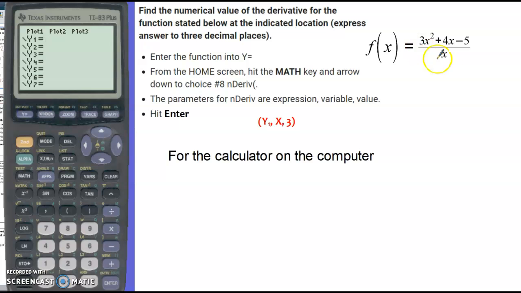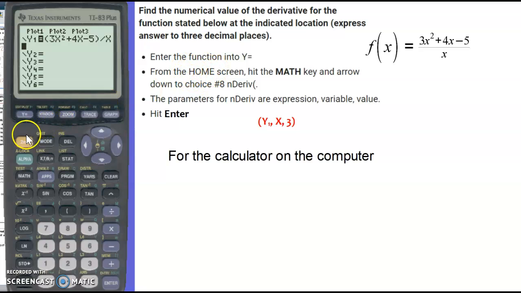All right, so I'm going to go to my y equals screen, and I'm going to put this in. I'm going to have to do this a little bit differently than we would on the yellow calculators. I'm going to need to be careful with my notation. 3x squared plus 4x minus 5, close my parentheses, and then divided by x, putting that x down there in the denominator.